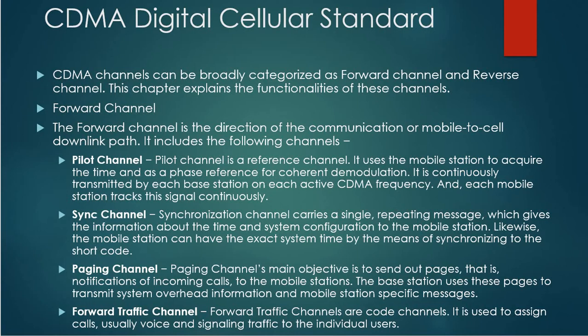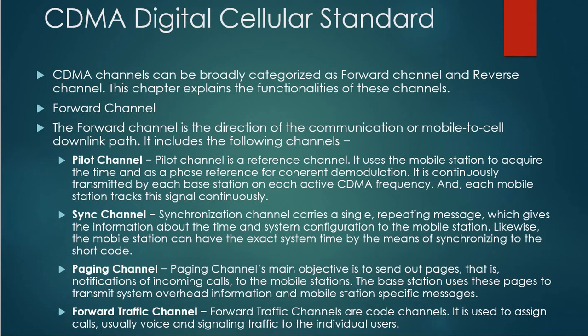The mobile stations can have the exact system time by synchronizing to the short code. So we have a code to synchronize the time to communicate with the tower, the BSC and the MSC. So we need synchronization with the base stations. This will maintain the time slot and the short code for synchronizing my mobile stations and the BTS.